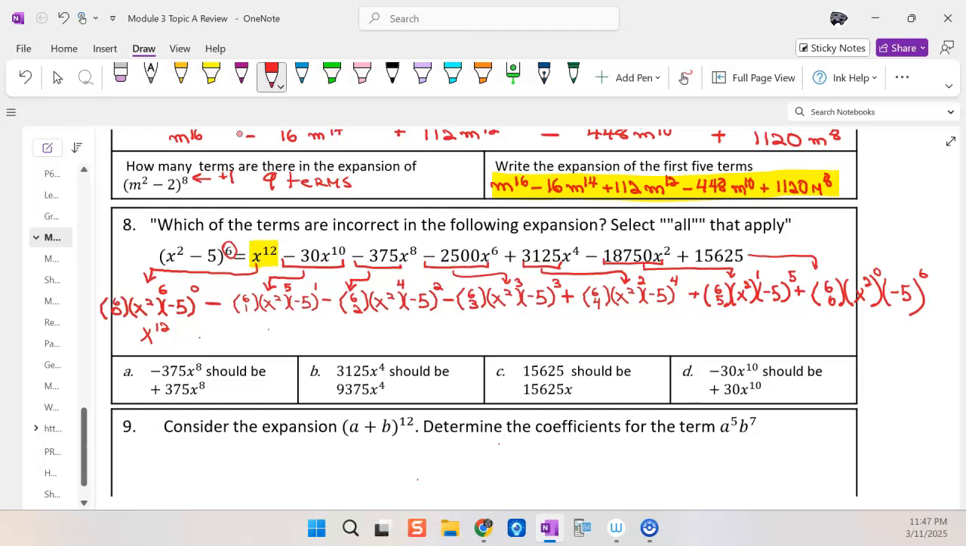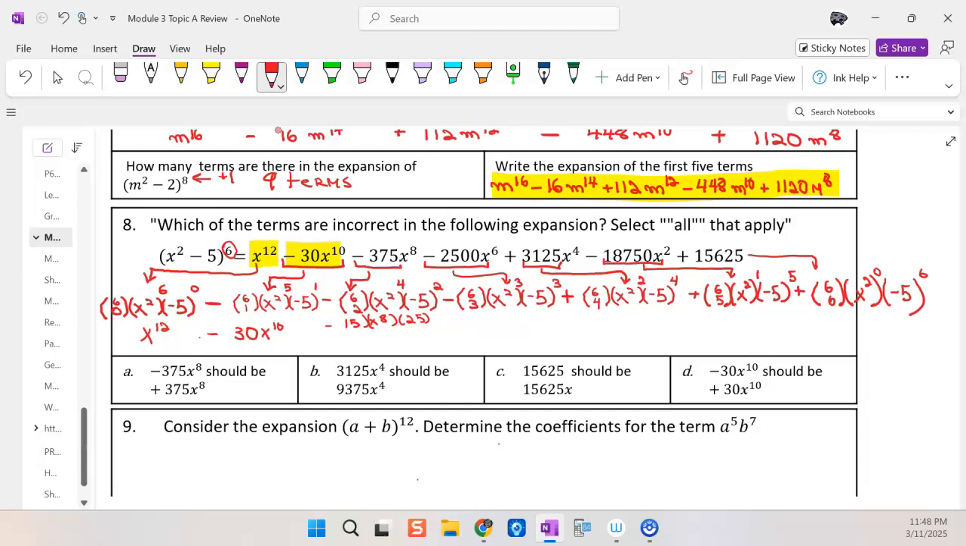2, or x to the 10th, and then negative 5 to the 0. So I have 6 times negative 5 to the 1. 6 times negative 5, that would be minus 30 x to the 10th, and that guy checks out. Okay, our next one is 6 choose 2, which is 15. That would then be x to the 8th, and that would be positive 25.